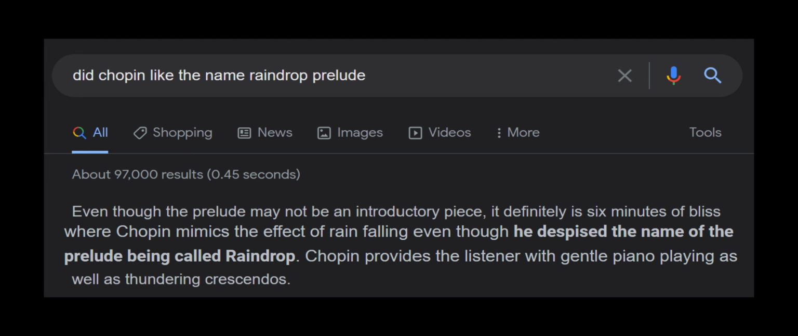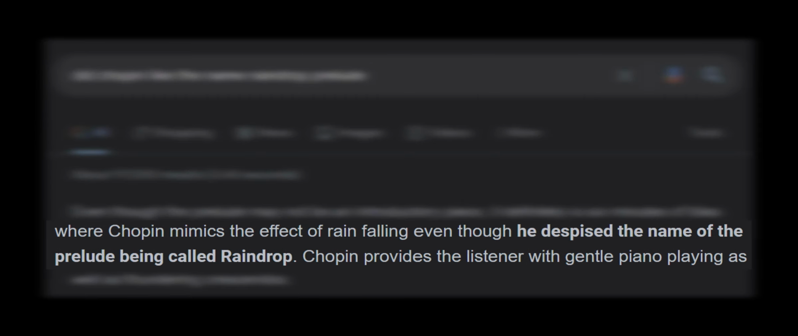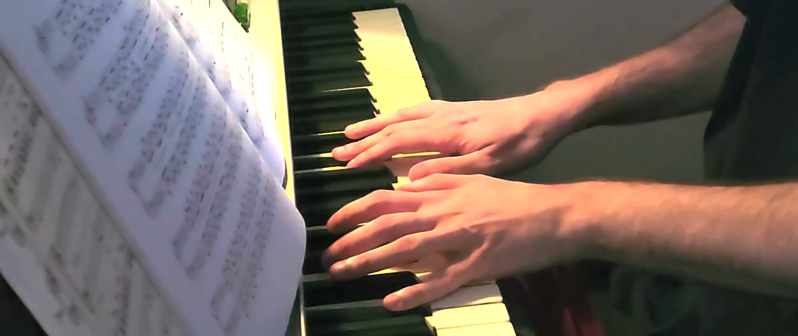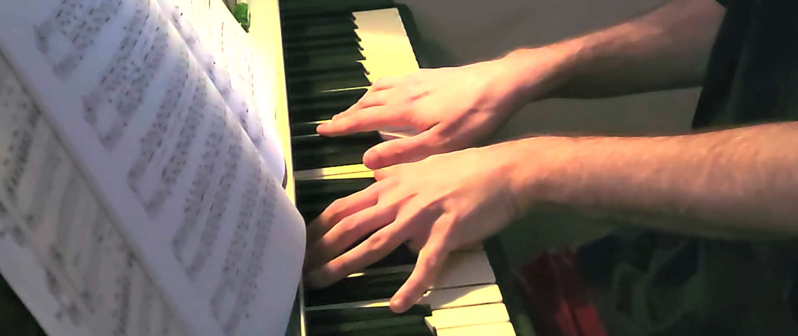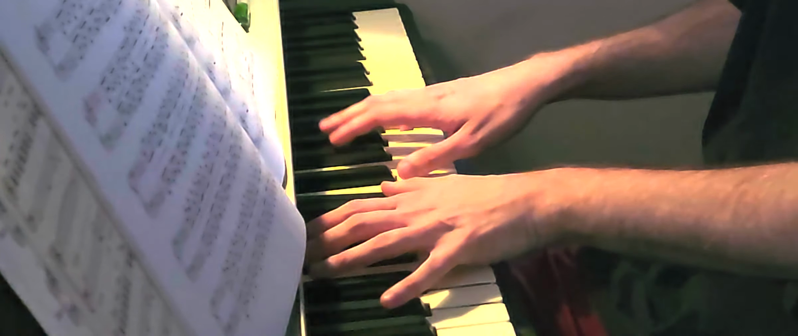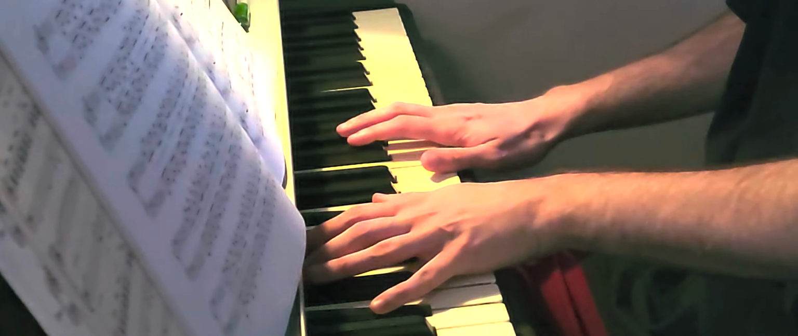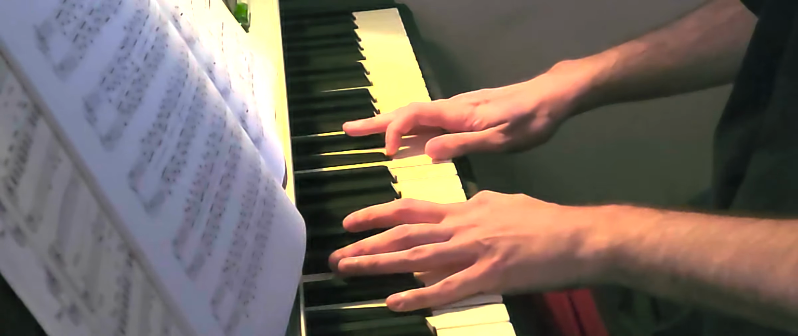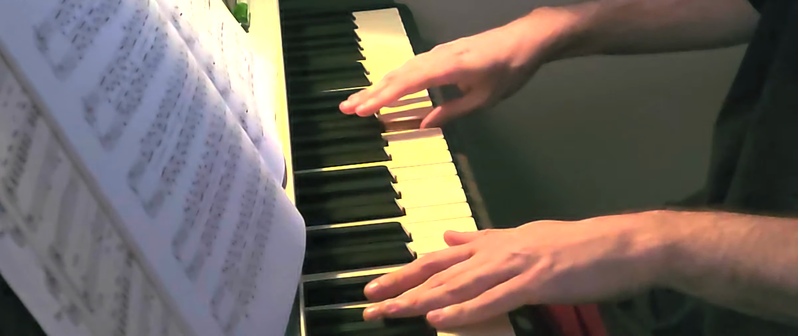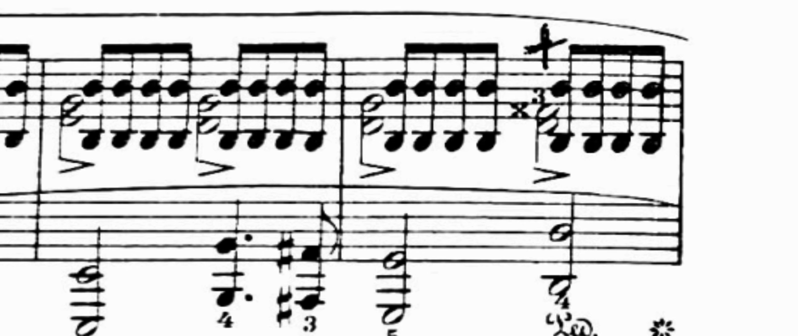It's commonly referred to as the Raindrop Prelude, but it says here that Chopin didn't like that, so I'm not going to call it that. There's a lot to love about this piece, and maybe even dislike about it. But if I had to say the one thing that this piece does best, I'd say that it's demonstrating the augmented triad. Even in the context of this piece, there is the augmented triad.